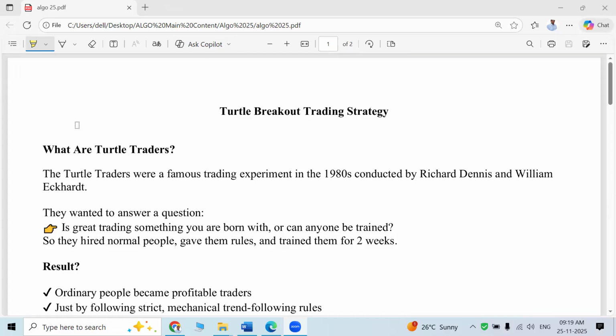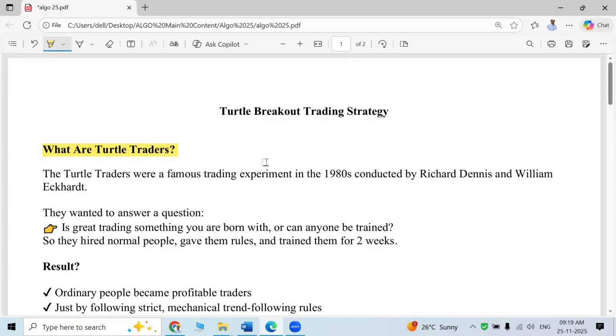Hello, I'm Piyush Dave, a fintech professional, and today I'm going to show one strategy based on Turtle Trader. This strategy is about the Turtle Breakout Strategy. Now, what is meant by the Turtle Trader?